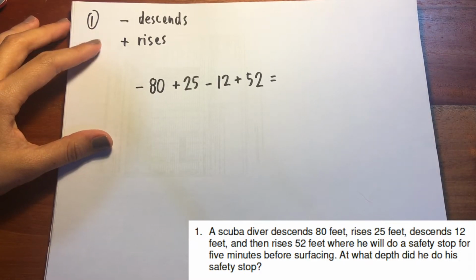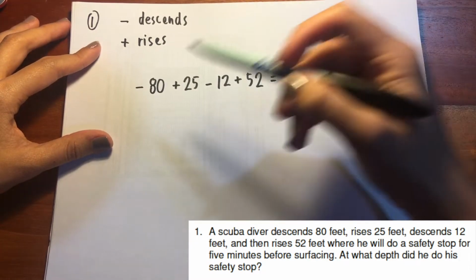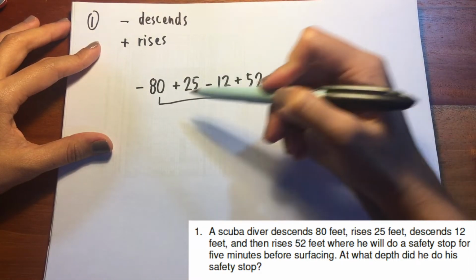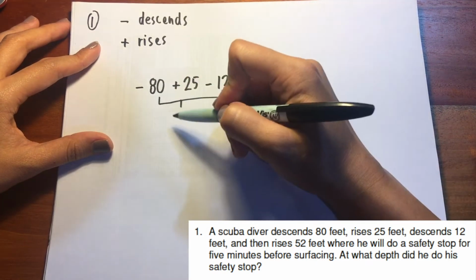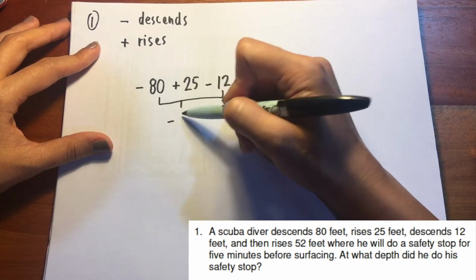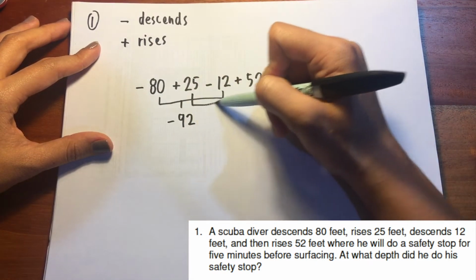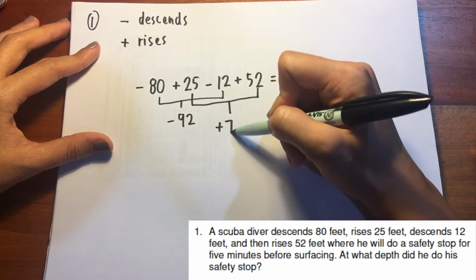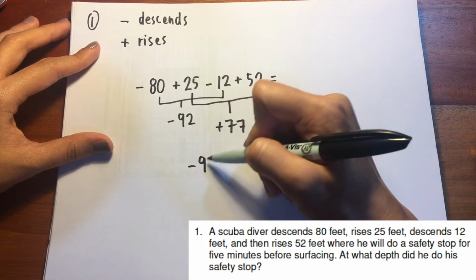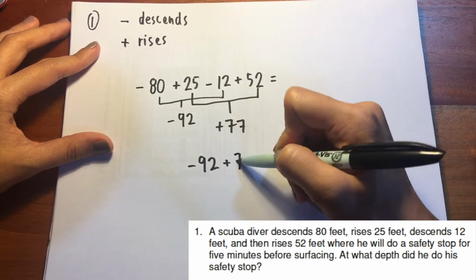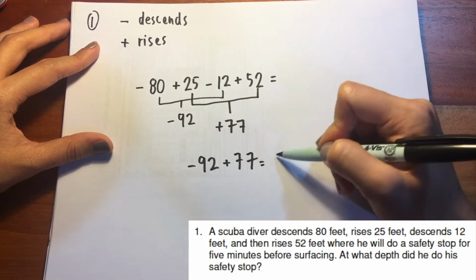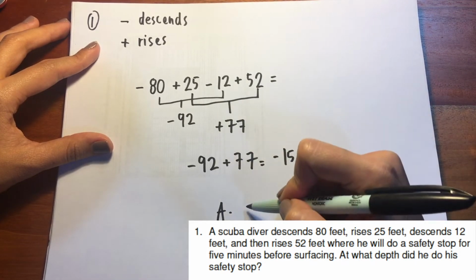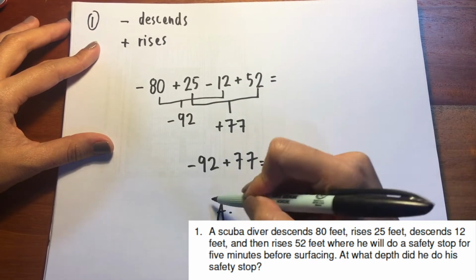Just a quick suggestion: when you're answering math problems, I suggest you practice the arithmetic part instead of using a calculator. So negative 80 and negative 12, I like to add similar signs. Negative 80 and negative 12, that's negative 92. Positive 25 and positive 52, that's positive 77. Negative 92 plus positive 77 is equal to negative 15. So the answer is letter A, negative 15.